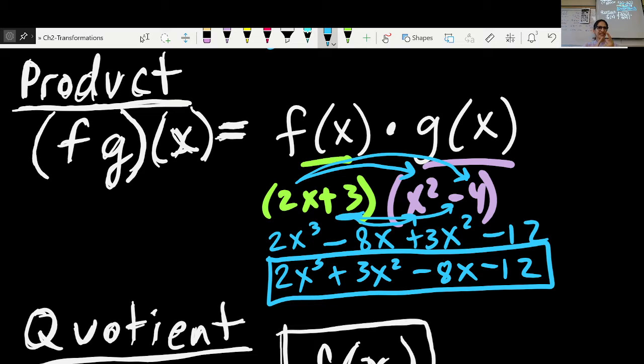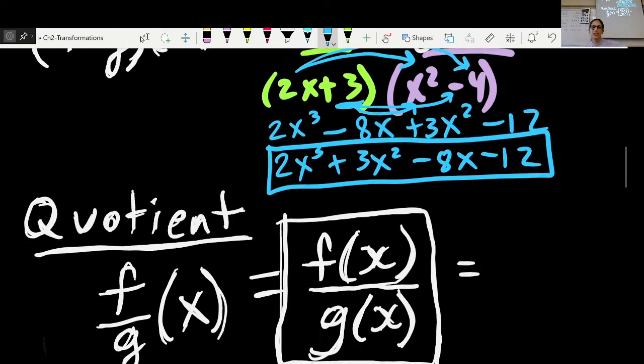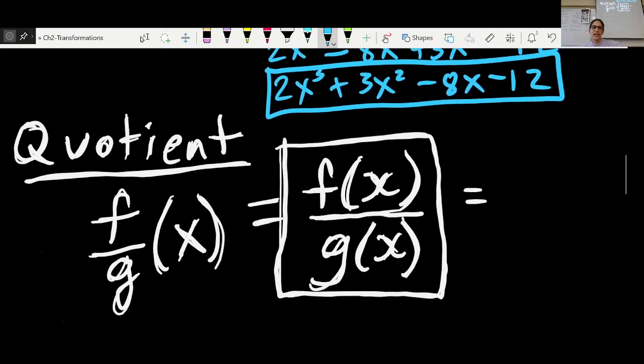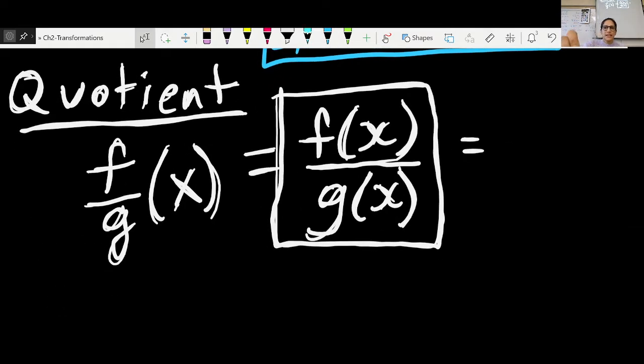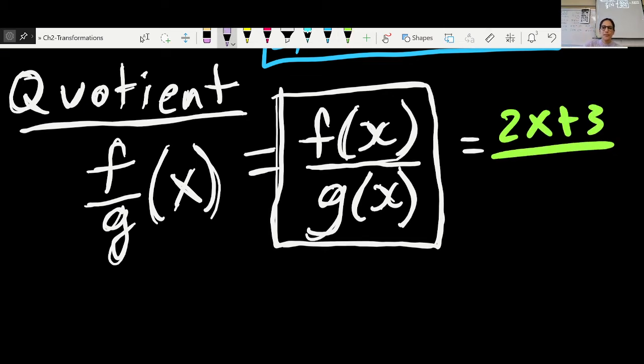We did adding, we did subtracting, we did multiplying. So of course next we're doing quotient or dividing. And you can see it's the same old thing. So our f of x was our 2x plus 3, and our g of x was the x squared minus 4.